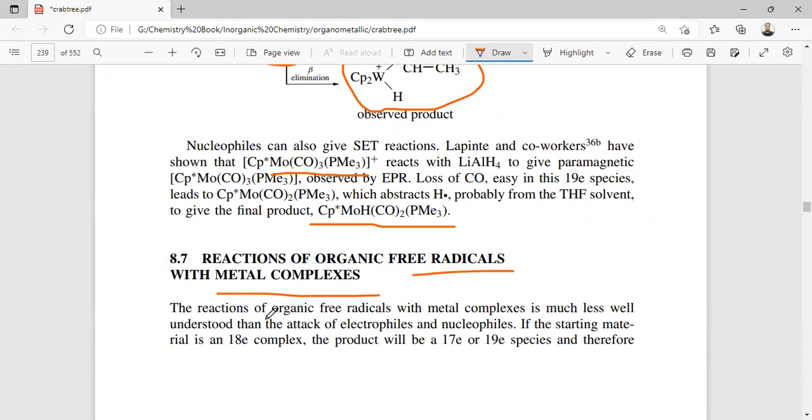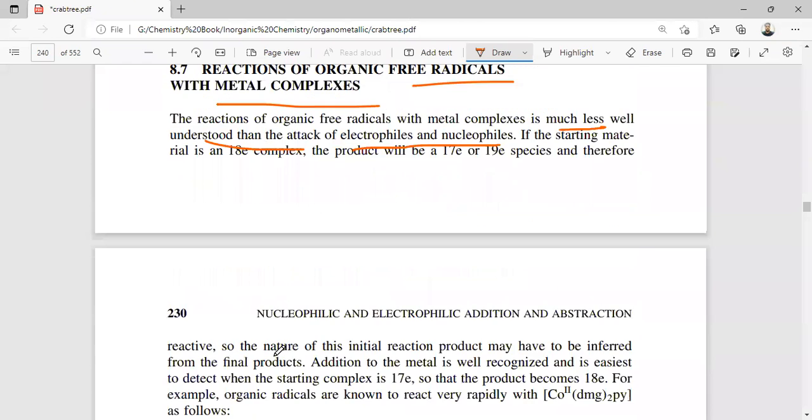The reaction of organic free radicals with metal complexes is much less well understood than the attack of electrophiles and nucleophiles. If the starting material is an 18 electron complex, the product will be a 17 or 19 electron species and therefore reactive. So the nature of this initial reaction product may be obscured by interference from the final product. Addition to the metal is well recognized and easiest to detect when the starting complex is 17 electron, so the product becomes 18 electron.